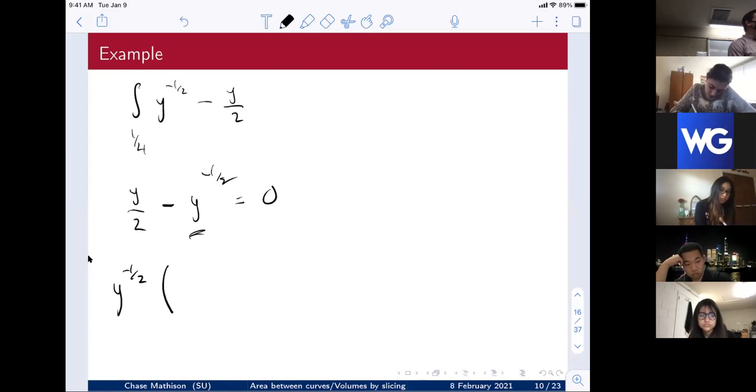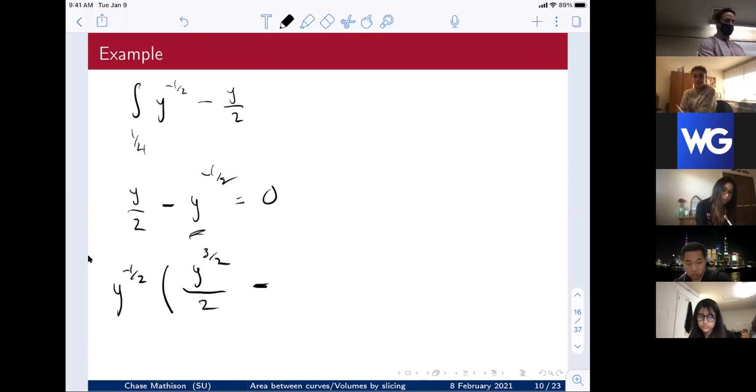Well, when I factor y to the minus 1/2 out of y to the first, you can think of it as dividing by y to the minus 1/2 to find what should be left, and that's going to be y to the 3/2. Right? So that's when I factor that out there. Divided by 2 minus, well, y to the minus 1/2 divided by y to the minus 1/2, that's 1. This is equal to 0.